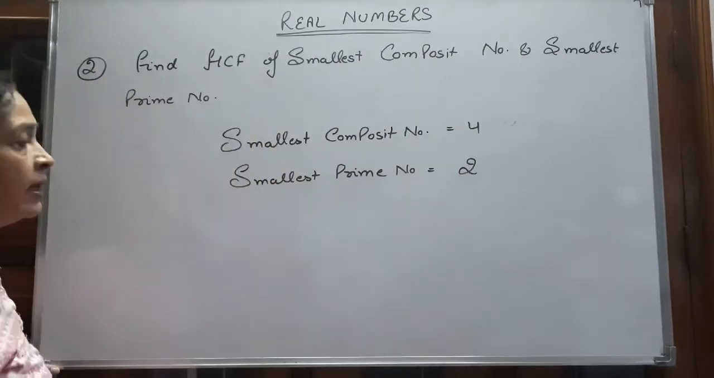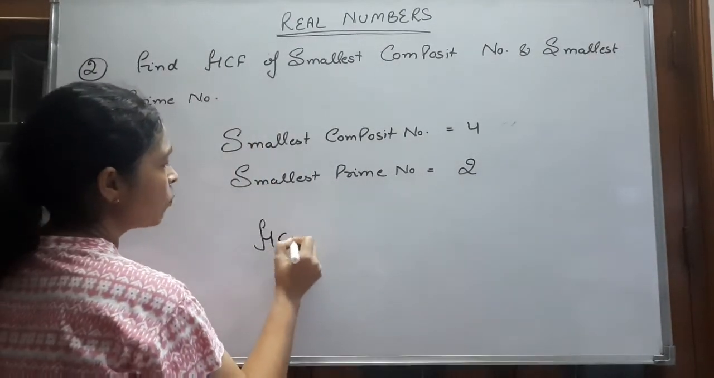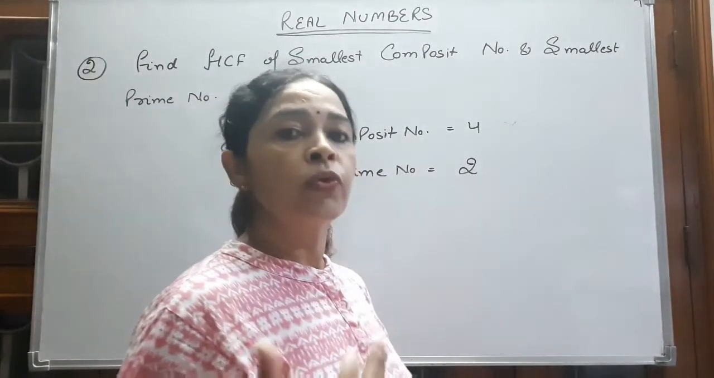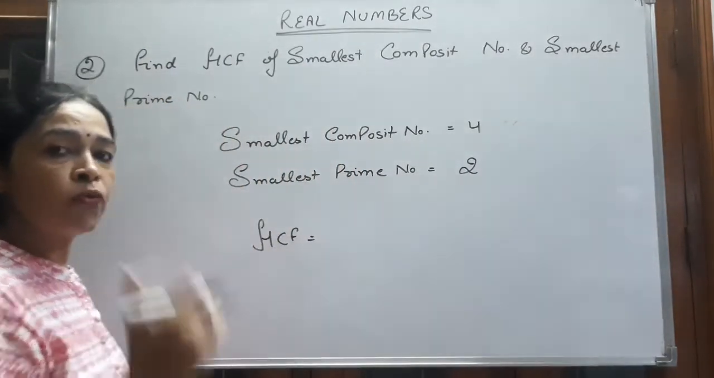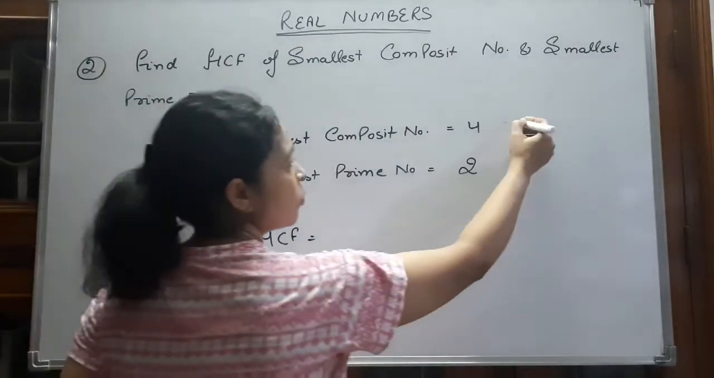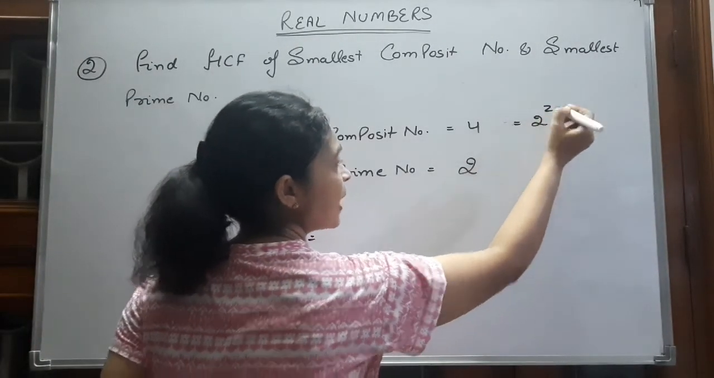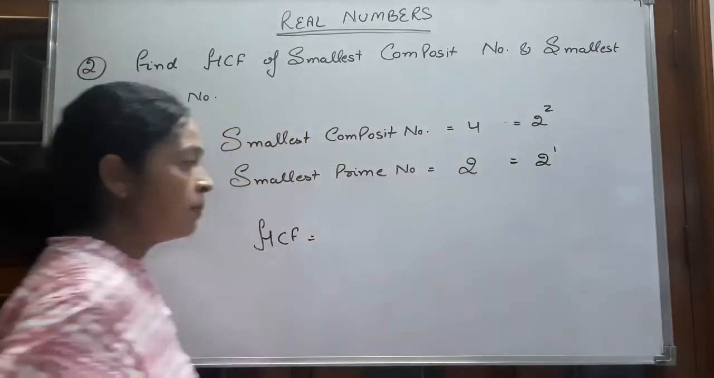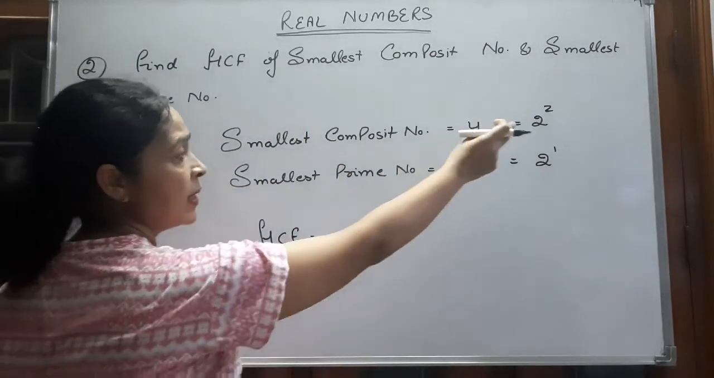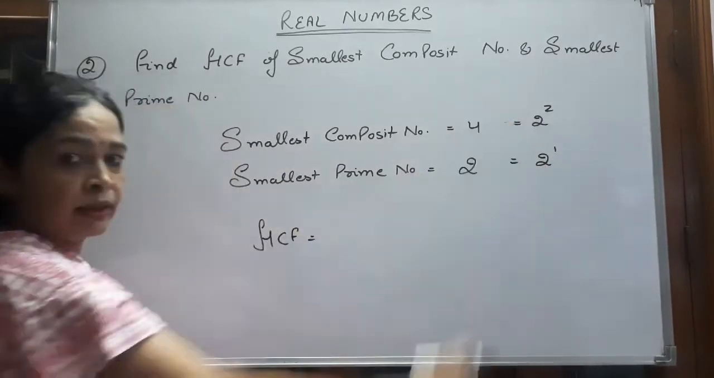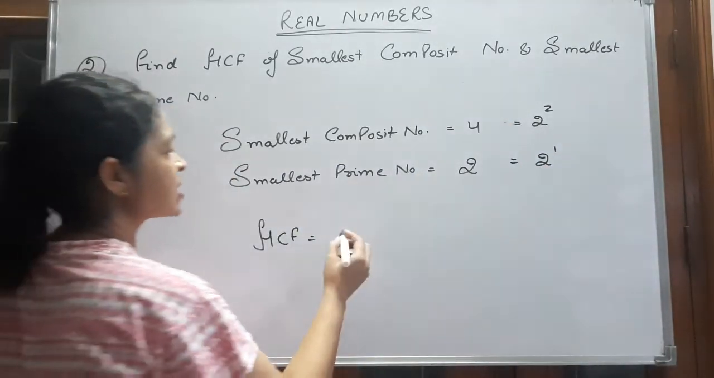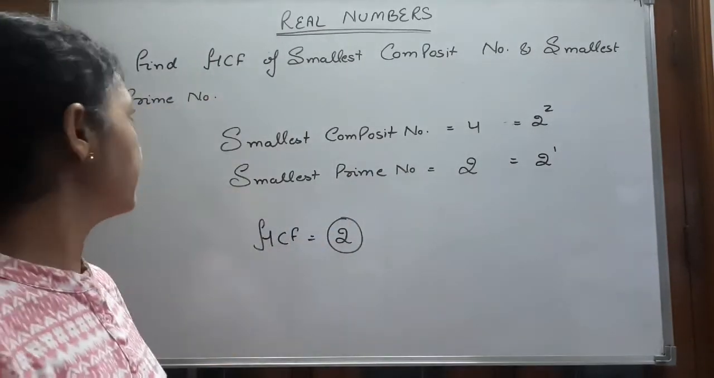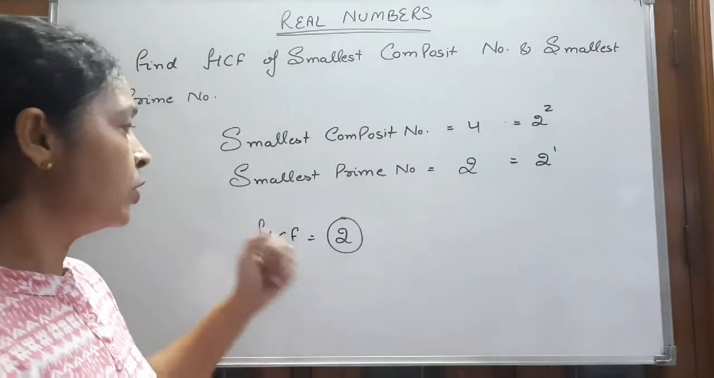Now, what we have to find? HCF. What is HCF? HCF is the product of the smallest power of common factors. Now, 4 can be written as 2 की power 2 and 2 can be written as 2 की power 1. So, HCF will be, what is the common factor? 2 is the common factor, smallest power is 1. So, HCF of the smallest composite number and prime number is 2.